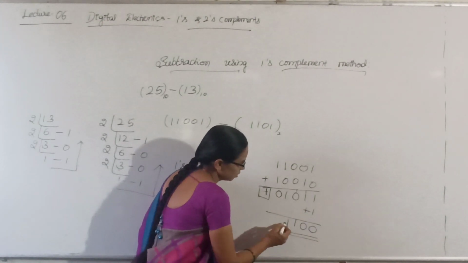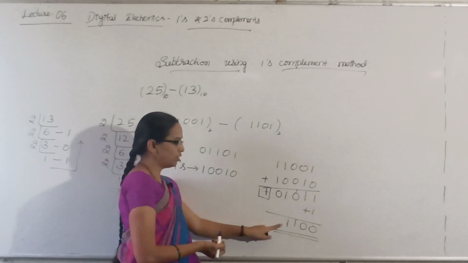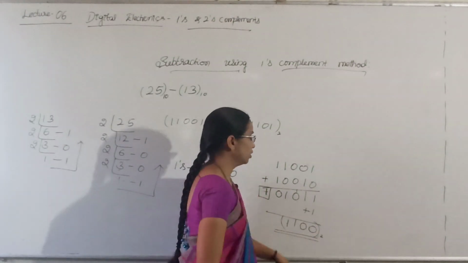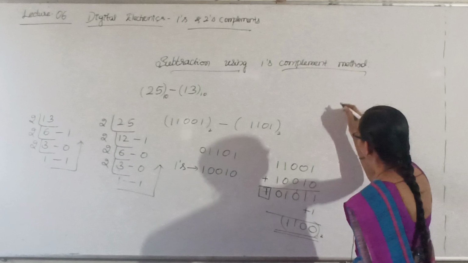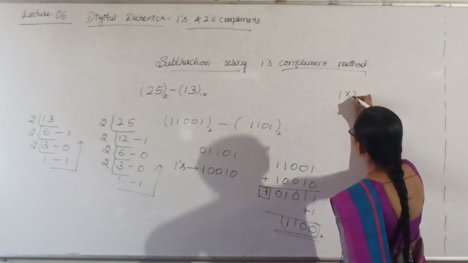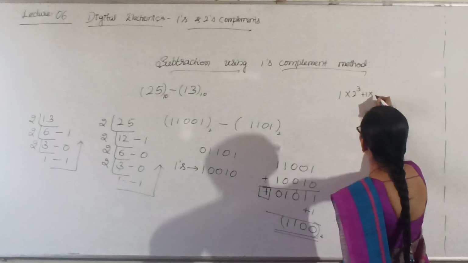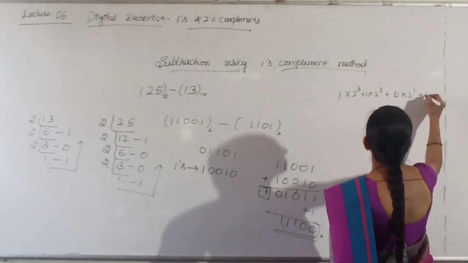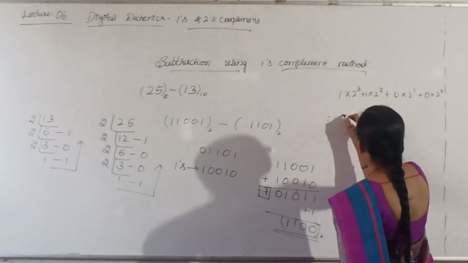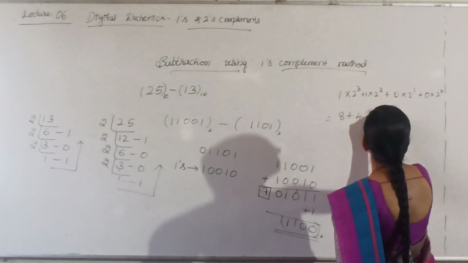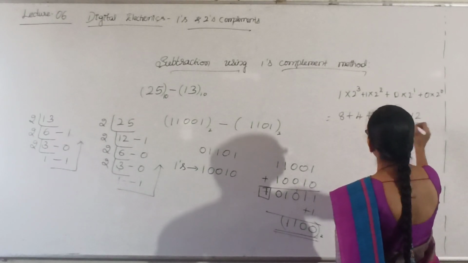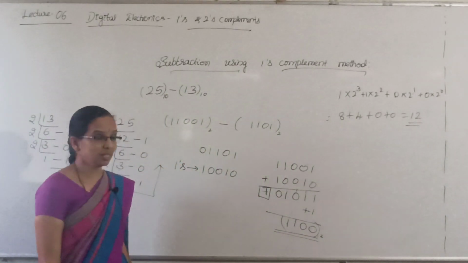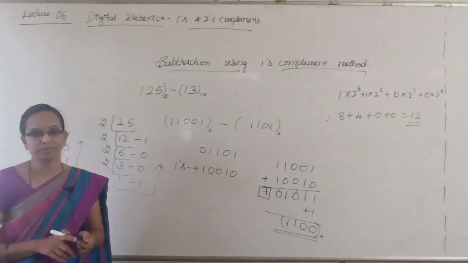The answer is 1100. If you want to convert, that is decimal 12. I will convert it and show: 1 into 2 power 3 plus 1 into 2 power 2 plus 0 into 2 power 1 plus 0 into 2 power 0. It is 8 plus 4 plus 0 plus 0, that will be 12. What we wanted to get was 12. We have got 12 using ones complement subtraction.